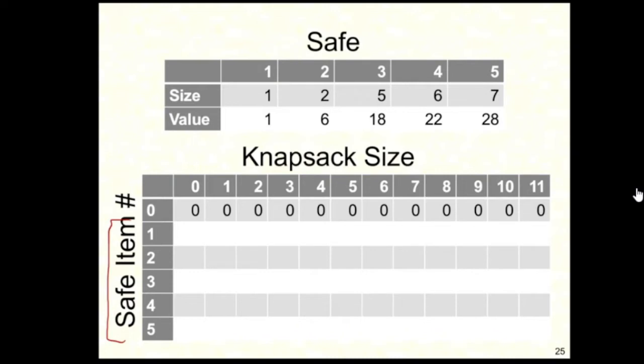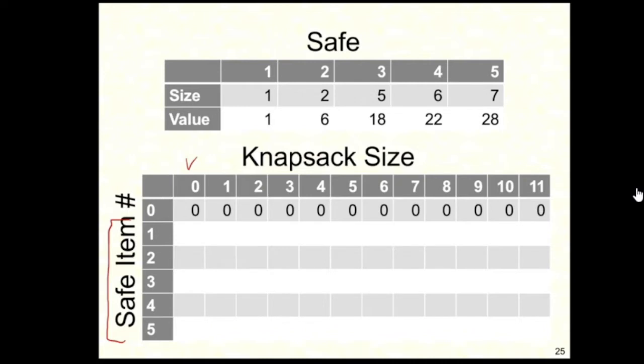And actually also notice there's a column of zeros for a knapsack of capacity 0. And that makes it easy to look left. If I didn't have that column in there, I'd have to have another special case in my code. This just makes the code a little bit easier.